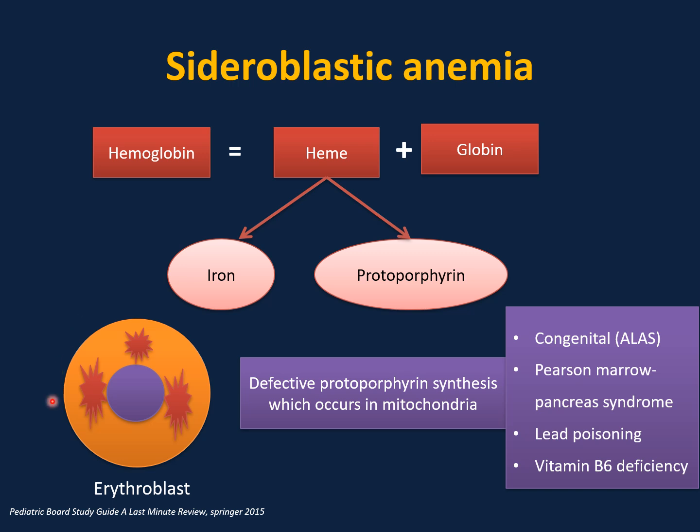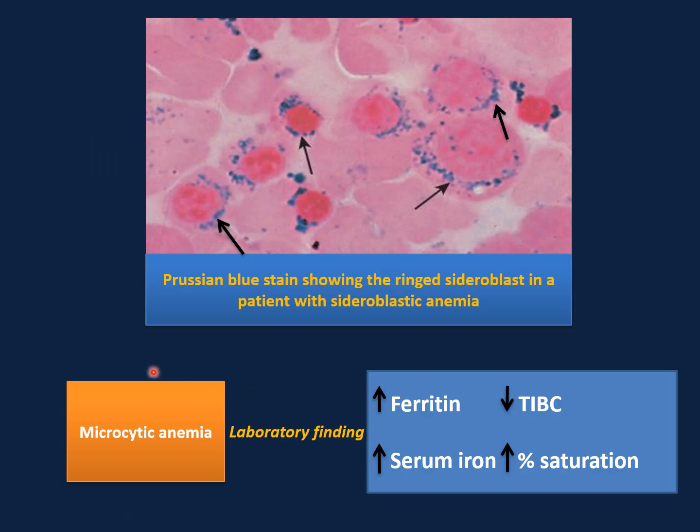So this is the expected lab finding in cases of sideroblastic anemia. The patient will present with microcytic anemia, and there is increased serum ferritin because of increased serum iron, and all this iron will be taken by the macrophages, and this will increase the ferritin. And whenever the ferritin is high, the TIBC or serum transferrin will be low, and the serum iron will also be increased. So this patient will be overloaded with iron because they cannot use it to make heme because of decreased synthesis of protoporphyrin.